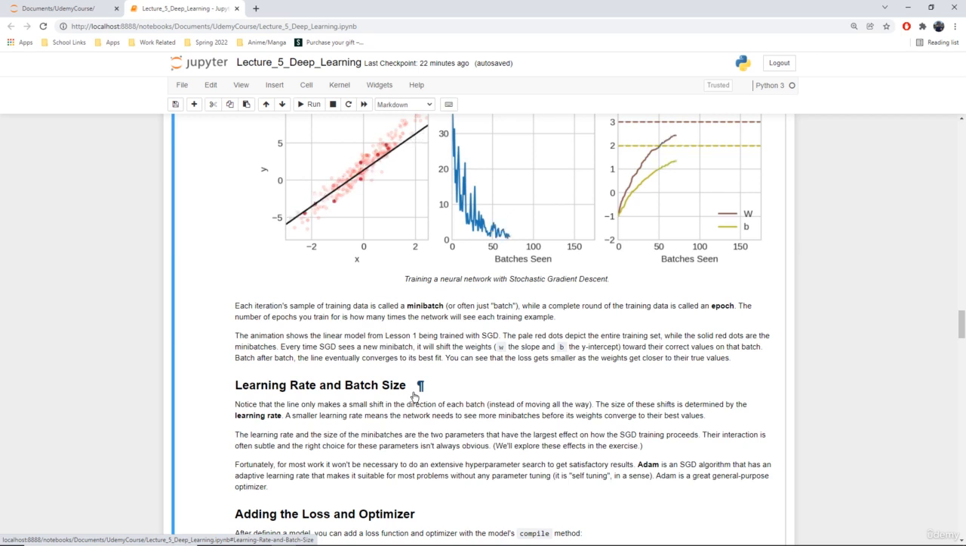So actually, in order to avoid this guess and check tuning of hyperparameters, we're going to use an optimizer that is somewhat self-tuning. Essentially, it adapts its learning rate, which makes it suitable for most problems without this tuning. This optimizer is called the Adam Optimizer, and it's a great general purpose optimizer, and we're going to use it for that exact reason. We're not going to introduce too many of the intricacies of neural networks and tuning parameters today.